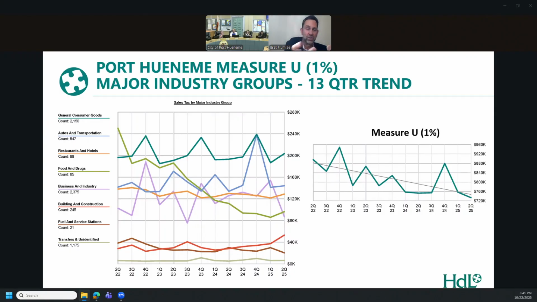So when it applies to transaction and use tax, it's based on delivery. And if you're seeing spikes from fulfillment centers, you're going to see these same spikes happening in the county where that product is delivered. Autos and transportation, it typically is new motor vehicle dealers because that's the largest business type within autos and transportation. General consumer goods, the largest business type is discount department stores. So when you see big trends, it's more likely to be in those business types that make up the biggest percentage of that industry group.